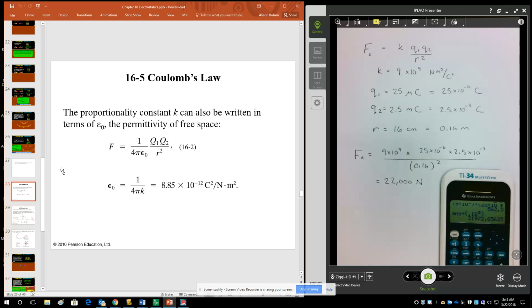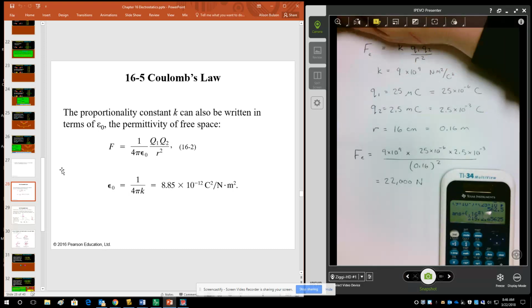You notice that the units invert, because when it's K, we want to end up with newtons, and K is in newton meter squared per coulomb squared. Epsilon naught is 1 over K, so our units invert to coulomb squared divided by newtons times meter squared. You should not need to use epsilon naught, but you will see both K, Coulomb's law constant, and epsilon naught on the AP equations table. But really, as I said, this is more important for AP Physics 2, moving on to looking at the interaction between electric and magnetic fields.